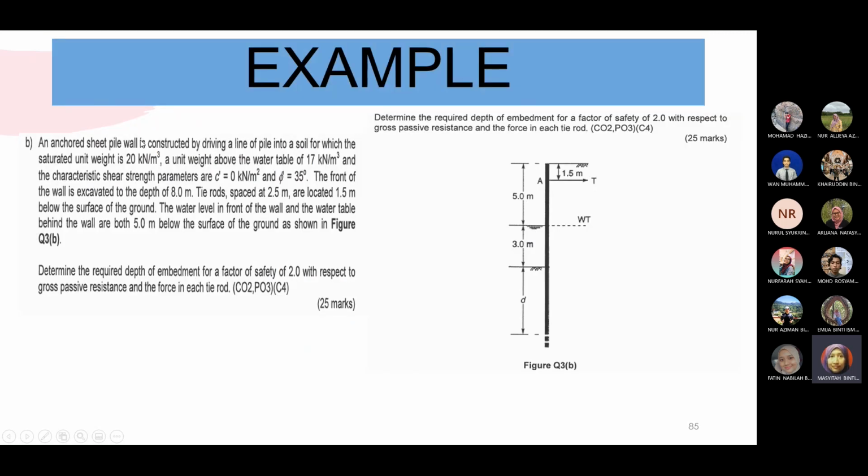Let us read here. Anchored sheet pile wall is constructed by driving sheet pile into a soil for which the unit weight above the water table is 17 and the characteristic. The front of the wall is excavated to the depth of 8. Tie rods spaced at 2.5 are located 1.5 below the ground surface. The water level in front of the wall and the water table behind the wall.